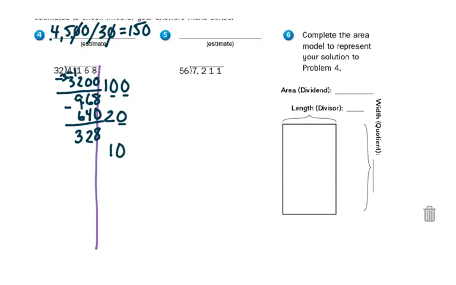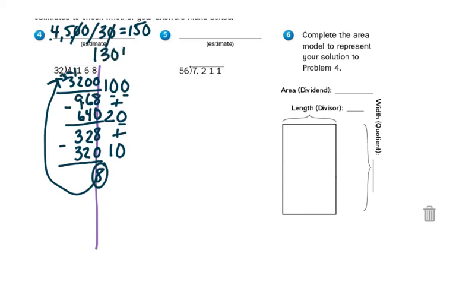Now I'm going to do it 10 times. 32 times 10 is 320. 32 times 1 is 32 with 1 0 behind it. Now I have a remainder. My remainder needs to be smaller than my divisor of 32, so it is. So I add up 100 plus 20 plus 10 is 130, remainder 8. But because I estimated, I knew that I could start with 100 and be just fine.